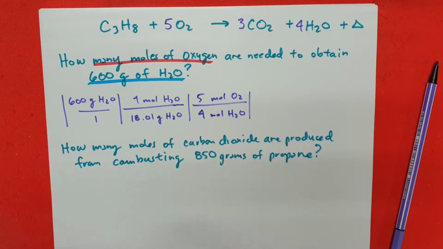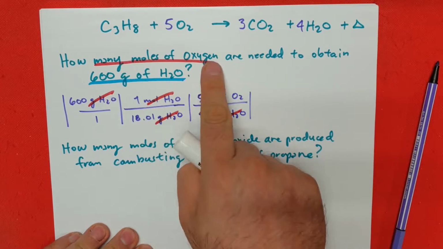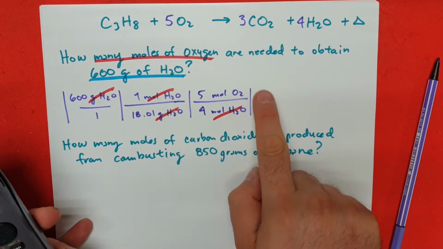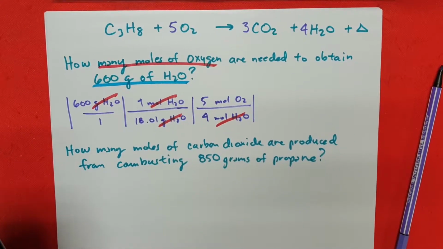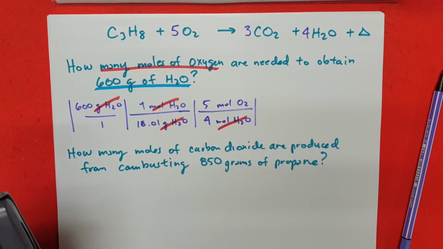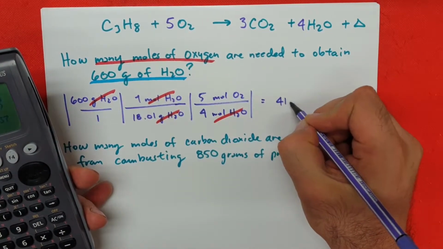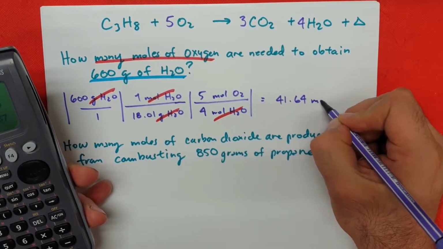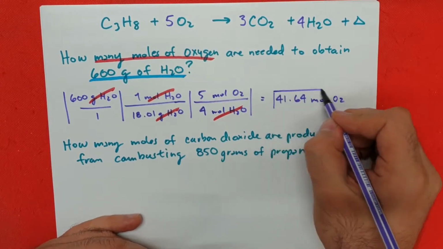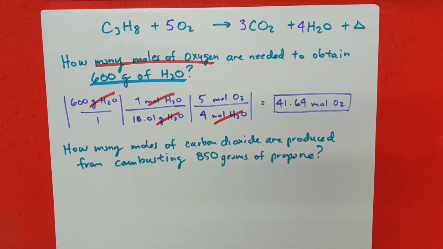We make sure the setup is correct. Grams of water cancels out, moles of water cancels out, and we're going to get how many moles of oxygen if we punch this into our calculator properly. So we multiply everything on the top, 600 times 5, divided by everything on the bottom multiplied, which is 18.01 times 4. And my answer, rounded to 2 decimals, is 41.64 moles of oxygen. So we would need 41.64 moles of oxygen in order to obtain 600 grams of water.